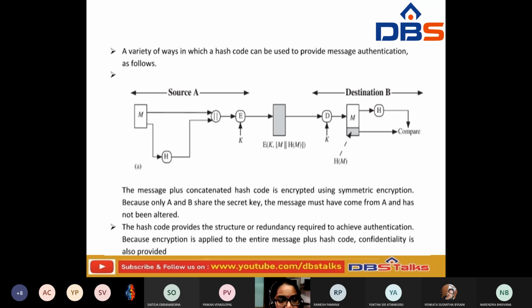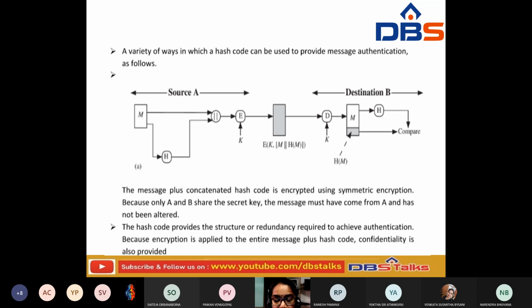Now look at this. This is the source, and this is the destination. This is the message that we are sending here. This is the hash function that we are going to apply here. This is the message authentication encryption. For that message we also have to provide some encryption, to secure our data. So this is the encryption key, and this is the hash function that we apply at the source.